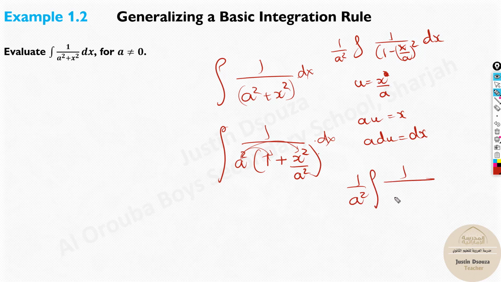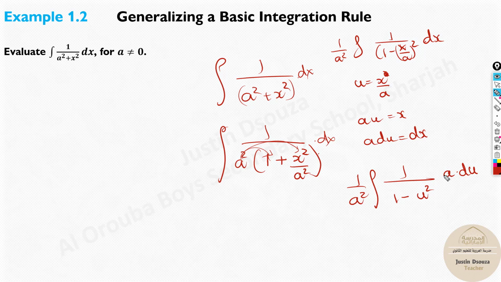Integral 1 by 1 minus, what happened to x by a? It is u, and square it up. And what is dx? dx is a. Over here we have that has gone to the other side, so it's a into du. So this is a constant, a into du. So this is what happened.